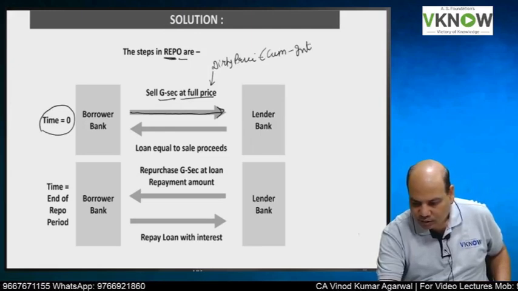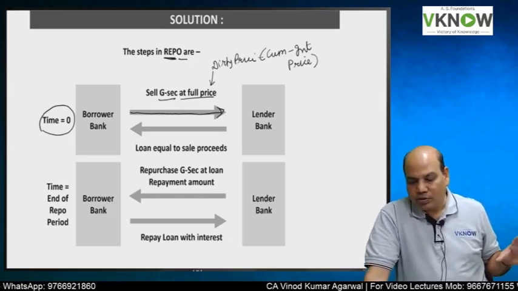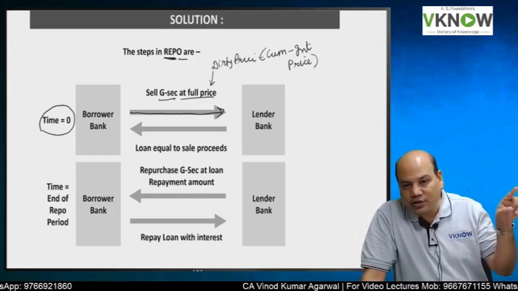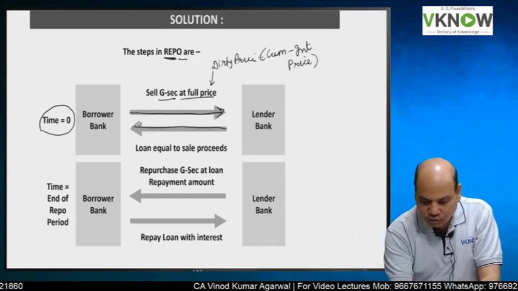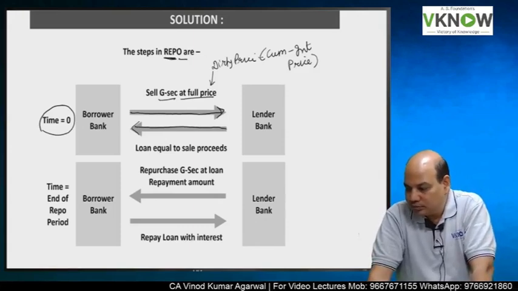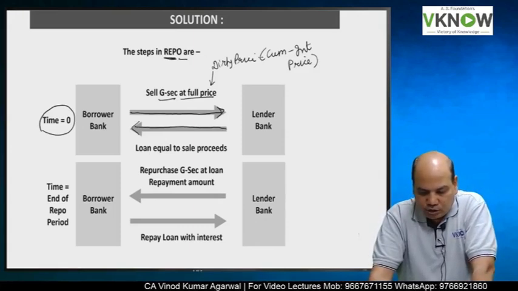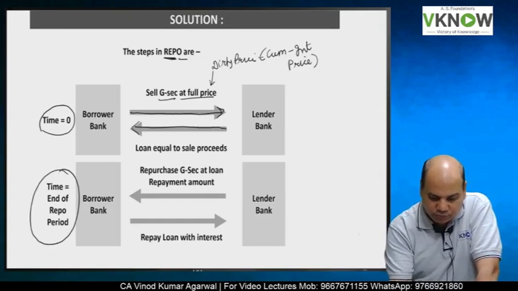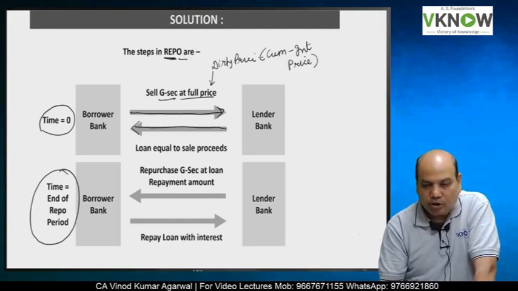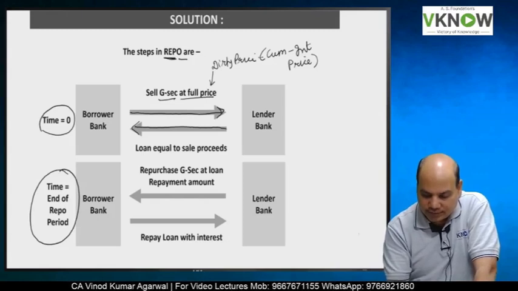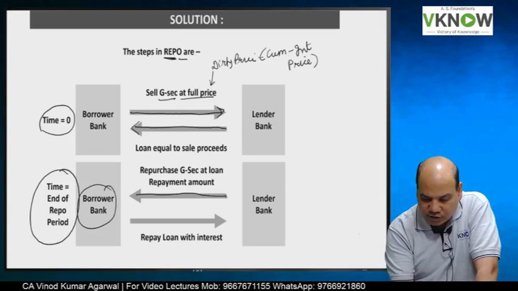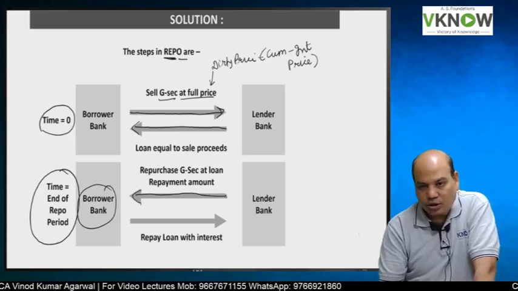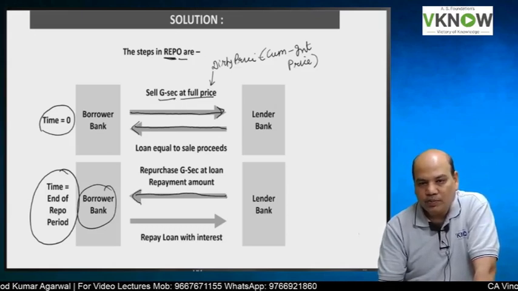Because when you are going to sell a security, by that time interest must have accrued from the last interest payment date till the date of transaction, and the bank will give you a loan equal to the sale proceeds. On maturity, at the end of the repo period, the reverse happens. The borrower will repurchase the government security at the loan repayment amount.